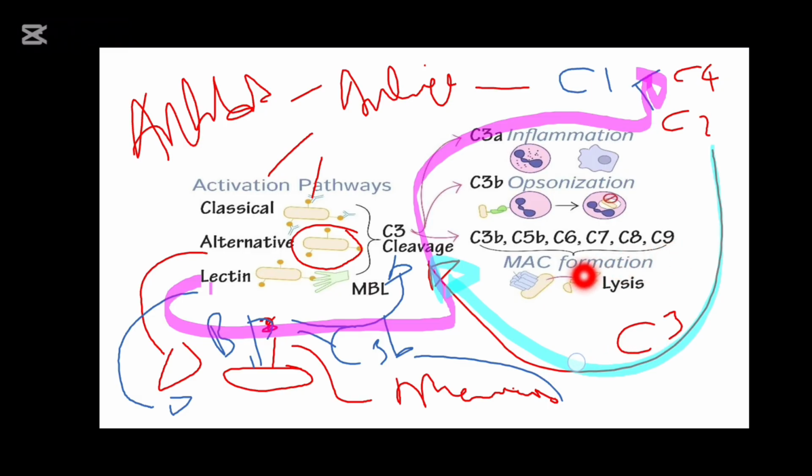So the C3b, C5b, C6, C7, C8, and C9 are simple complexes that a student should know. They form what? The MAC formation. And the MAC formation is the last step. Get me clearly? It is the last step in the complement system. Once the bacteria has been destroyed this way, we can say the complement system has done its work.